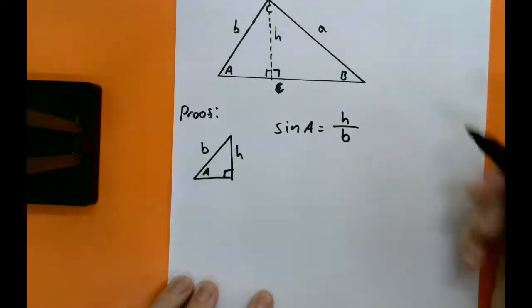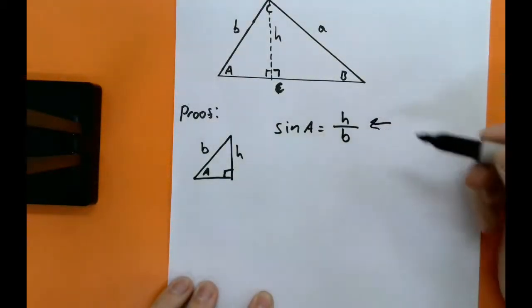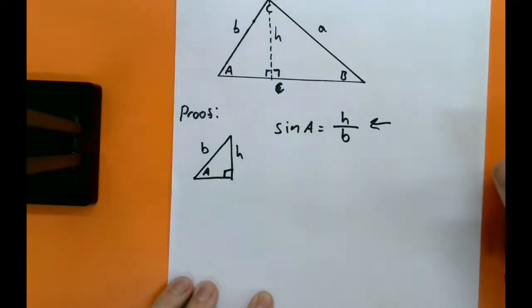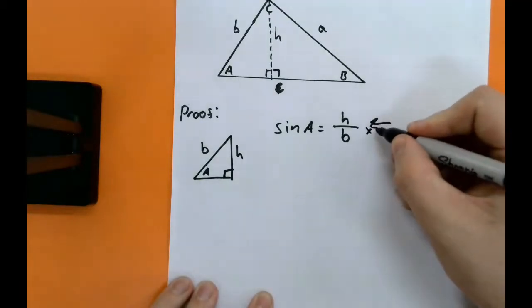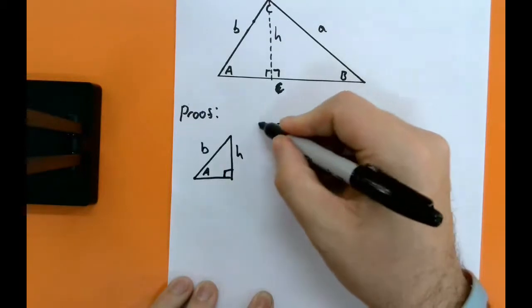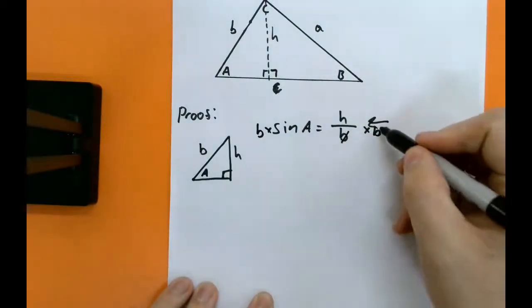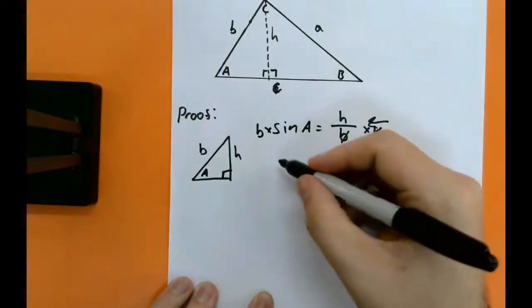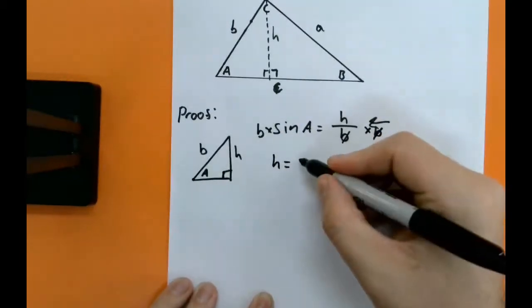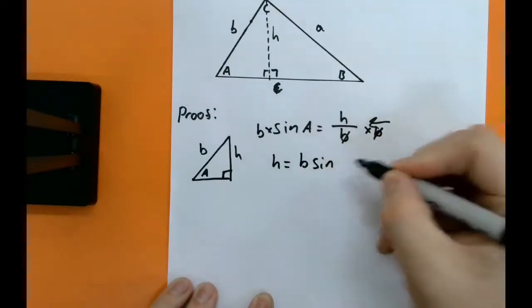We want to end up with an expression here of H equaling something. The easiest way to do this is to multiply both sides by B to get rid of the B here, and we're just left with H. So now we have the expression of H is equal to B sine A.